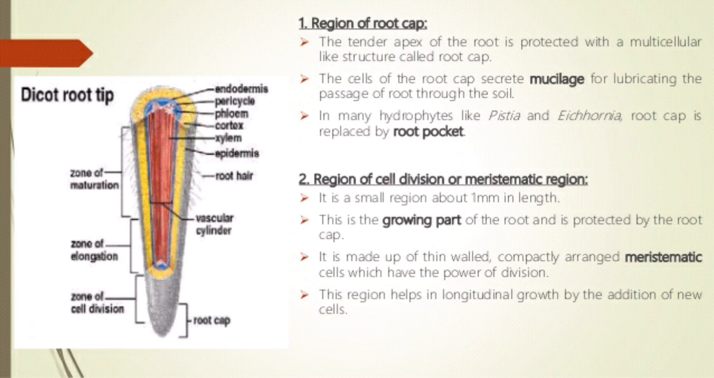Region of cell division or the meristematic region. It is a small region about 1 millimeter in length. This is the growing part of the root and it is protected by the root cap. It is made up of thin-walled, compactly arranged meristematic cells which have the power of division. The region helps in longitudinal growth by the addition of new cells.